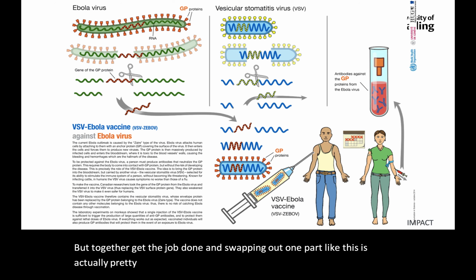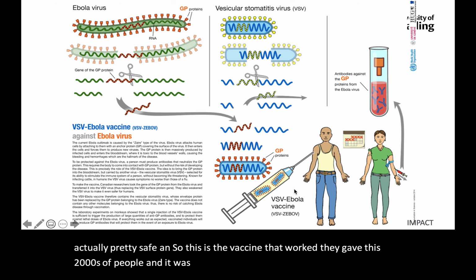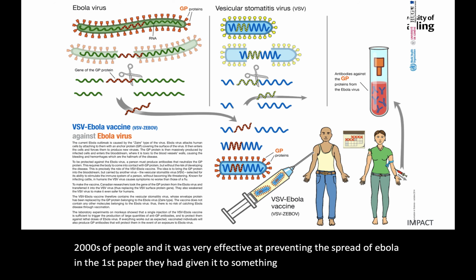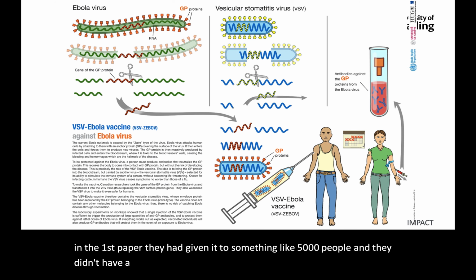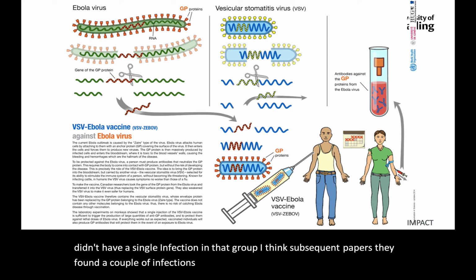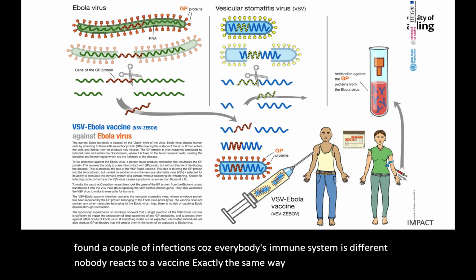And so this is the vaccine that worked. They gave this to thousands of people, and it was very effective at preventing the spread of Ebola. In the first paper, they had given it to something like 5,000 people, and they didn't have a single infection in that group. I think in subsequent papers, they found a couple of infections because everybody's immune system is different. Nobody reacts to a vaccine exactly the same way. But yeah, it was a very positive thing, and this is how they did it.